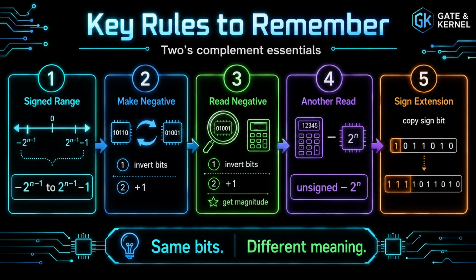Chapter 27. The key rules to remember. For an n-bit 2's complement integer, remember 4 rules. First, the range is from -2^(n-1) through +2^(n-1) - 1. Second, to create a negative value, invert all bits and add 1. Third, to recover the positive magnitude of a negative value, invert all bits and add 1 again. Fourth, another way to read a negative pattern is to treat it as unsigned and subtract 2^n. And when widening a signed value, use sign extension by copying the sign bit.